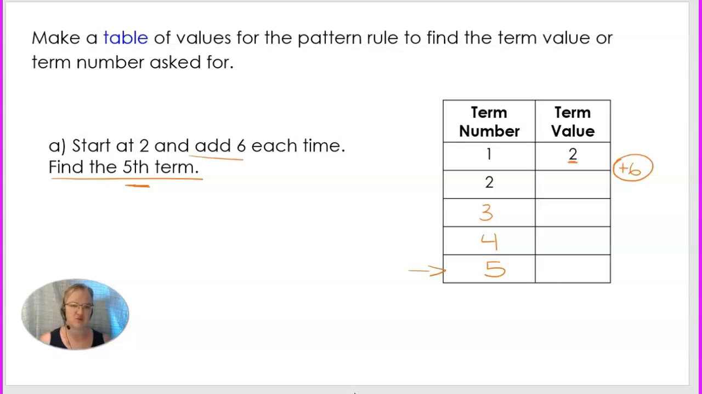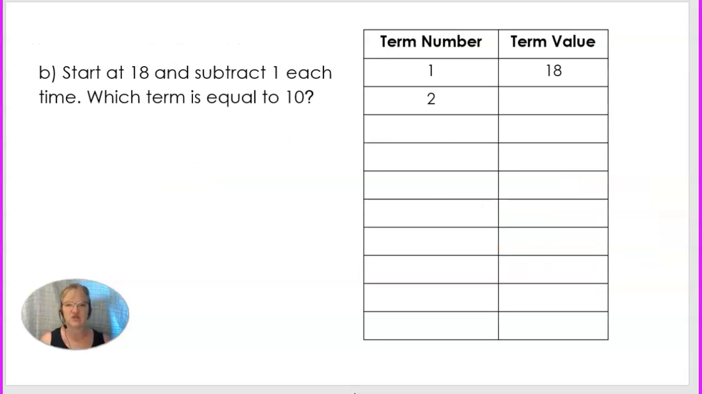So the term value, 2 plus 6, will be 8. We're going to add 6 each time, so we can put those in the circles over here. 8 plus 6 will be 14. 14 plus 6 is 20. 20 plus 6 will be 26. So what is our fifth term? Our fifth term value will be 26. Okay, and here's another one.